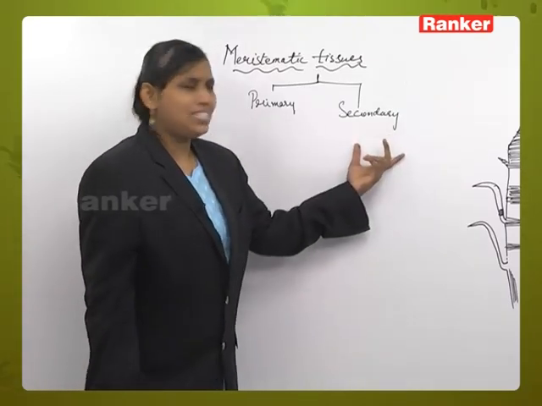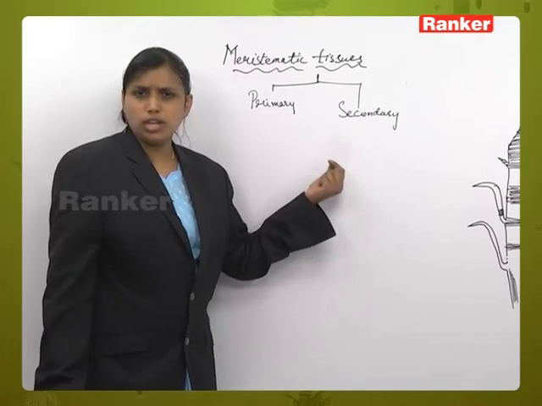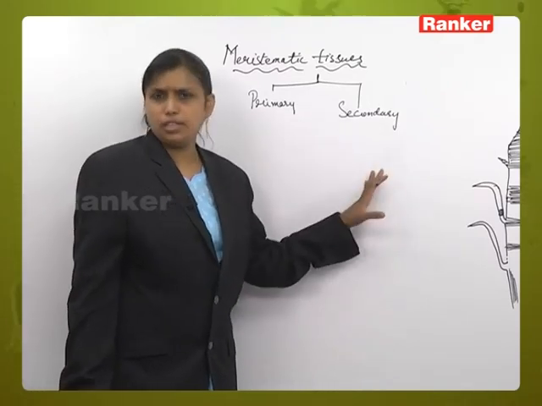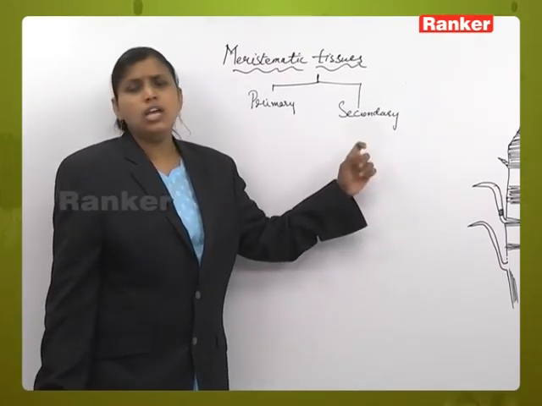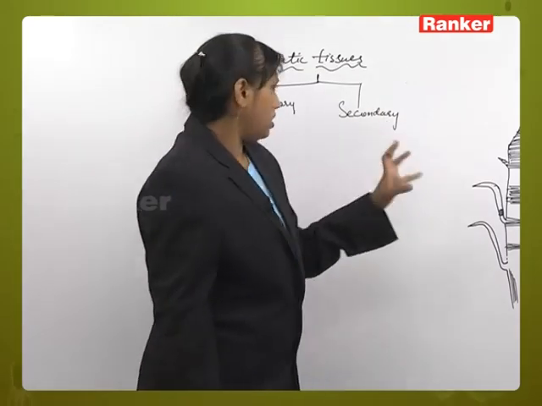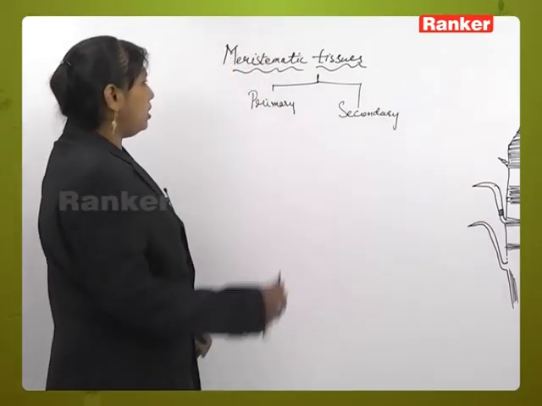And again, there are secondary meristems. Secondary meristems are those types of tissues which are occurring from the permanent tissues, and this may ultimately lead to the secondary growth of the plant body. Okay. Now we will talk about what is meristematic tissue.